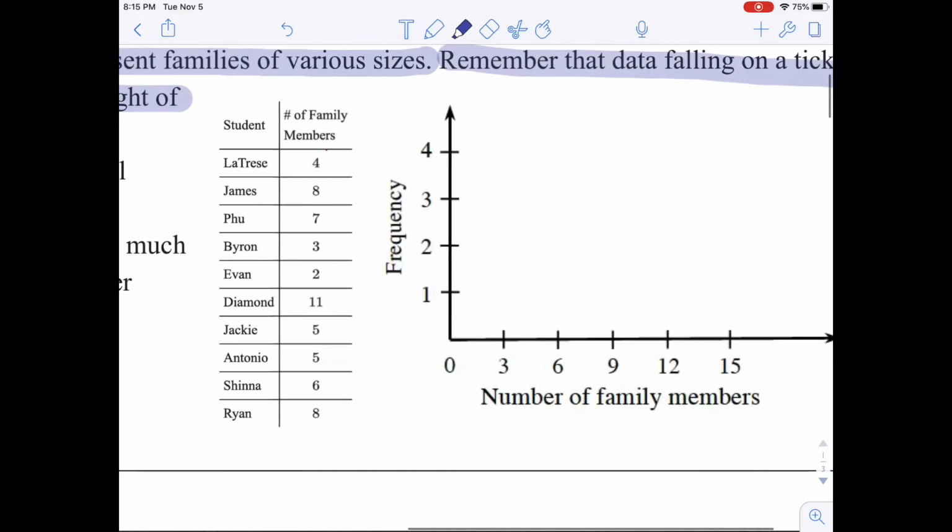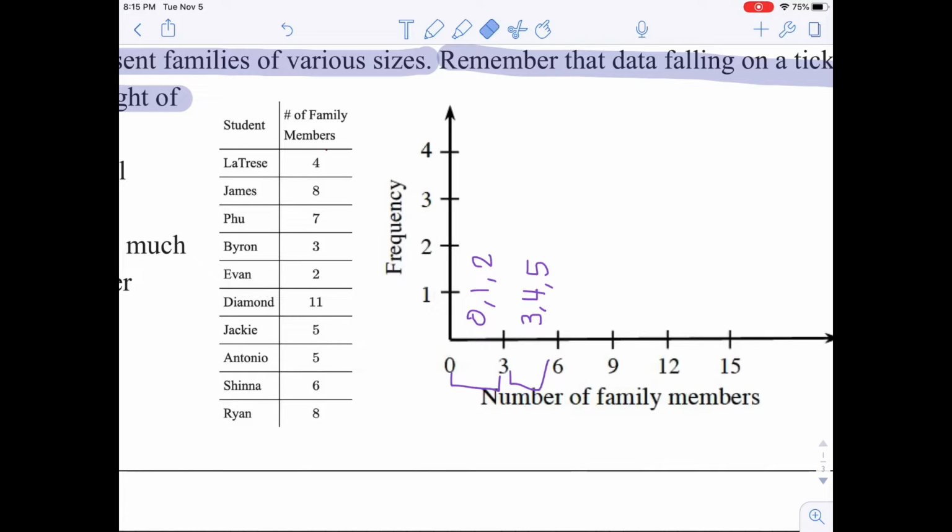Looking at these families, we're going to make a histogram to the right. As you're making the histogram, the families that have 0 members or 1 or 2 fall into this bin right here between 0 and 3. But people who had 3 people do not belong in that first bin. They would belong in the second bin. So families with 3, 4, or 5 members would fall into the next bin right here.